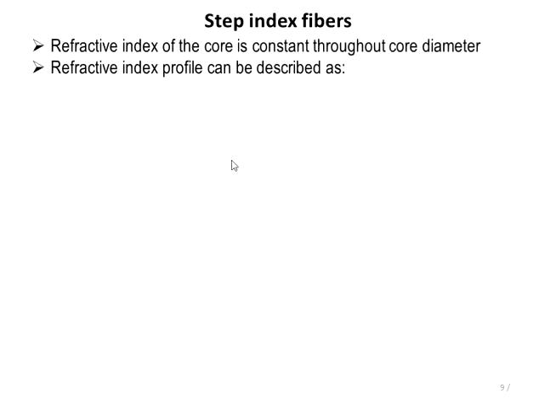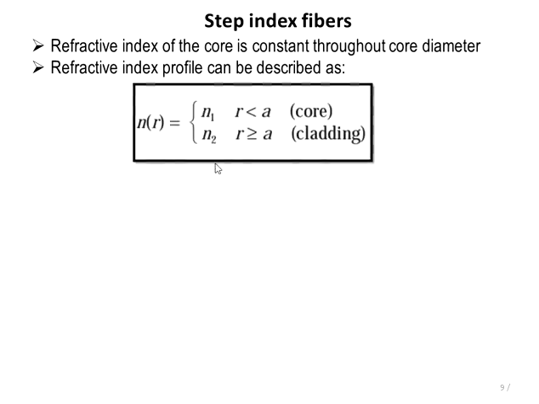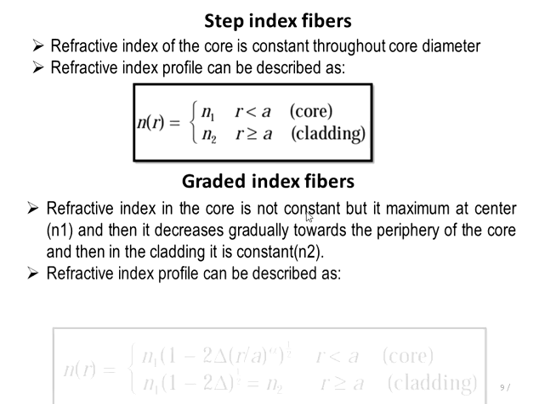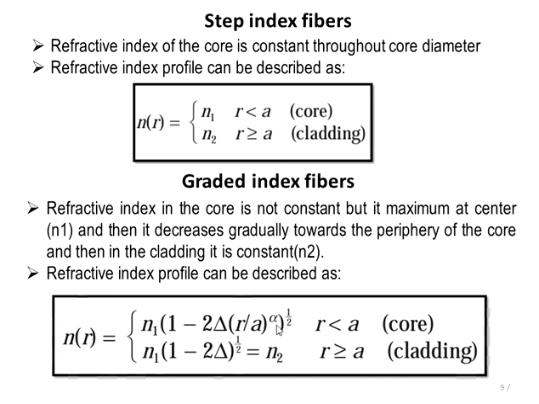If we see the step index fiber, the refractive index of the core is constant throughout the core diameter. So we define the refractive index profile by this equation. For graded index fiber, the refractive index in the core is not constant throughout the core, but it is maximum at the center, and then it is reduced gradually towards the core cladding boundary, and then it is constant inside the cladding. So we can define the profile by this equation.